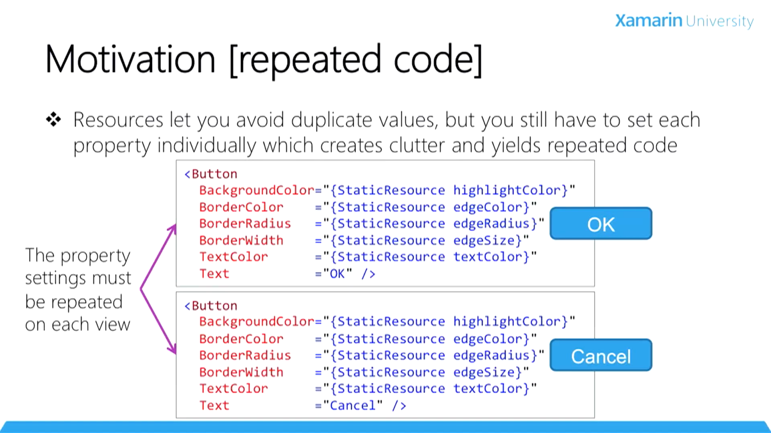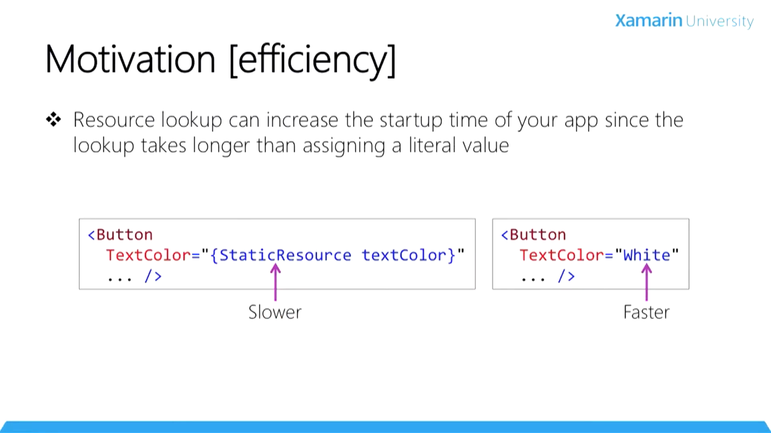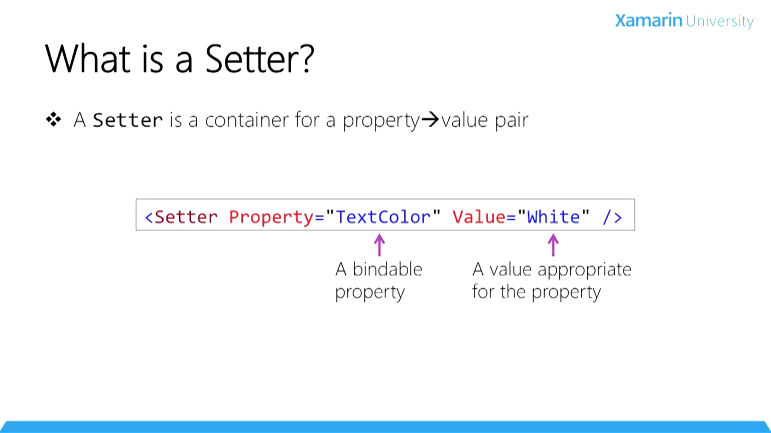Well, with styles, now you can. Users are sensitive to startup time, so it's generally considered good practice to minimize the time it takes for your UI to appear. And whilst resource lookup is fast, it still takes longer than assigning a hard-coded value that doesn't require a lookup at all. A setter is a simple library class that stores two things, a property and a value. It's analogous to an assignment statement since it encapsulates the left-hand side and the value that gets assigned. But the property we're setting needs to be a bindable property and the value has to be an object. For the most part, they're pretty straightforward though.